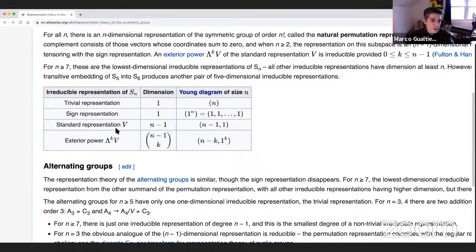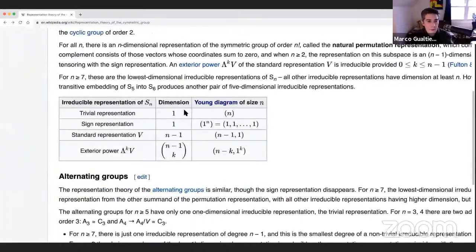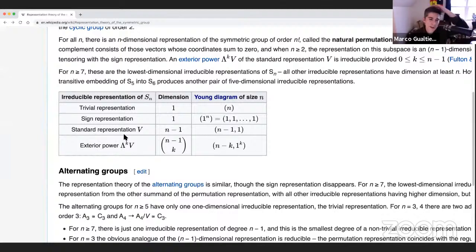And the standard representation V, what they mean by standard representation is that if you take an n-dimensional space with n basis elements, then you can permute the basis. And that will give you a representation of Sn on C to the n. So let me go back to my page.